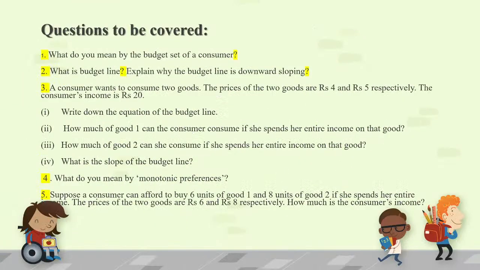These are the questions to be covered in this lecture. You can just have a look. We are going to talk about the budget set of a consumer, what is a budget line, why it is downward sloping, and there are a few numericals based on these equations and variables and the interrelationship between them. Then it will be monotonic preferences and one more numerical. In this part I'm going to cover these 5 major topics and numerical as well.